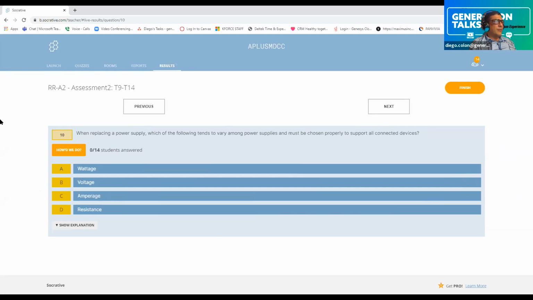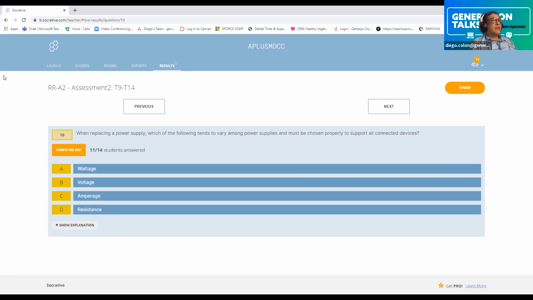Josh, help me out. Okay, let's see. When replacing a power supply, which of the following tends to vary among power supplies and must be chosen properly to support all connected devices? A, wattage, B, voltage, C, amperage, and D, resistance. So I really didn't have any idea about this one, but I managed to guess the correct answer, which was wattage.